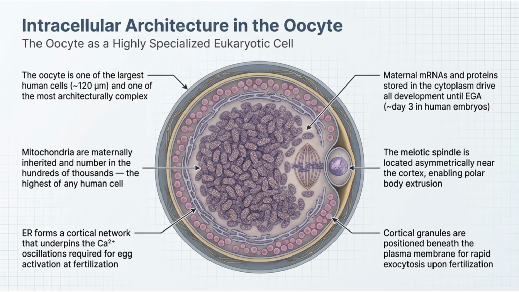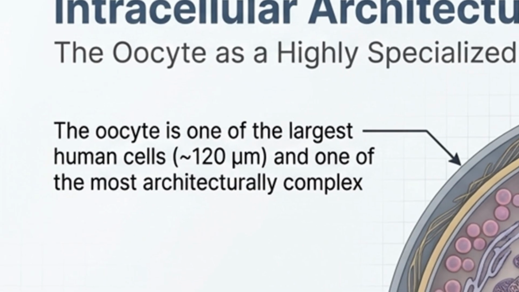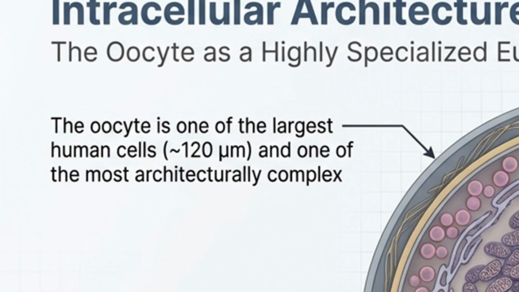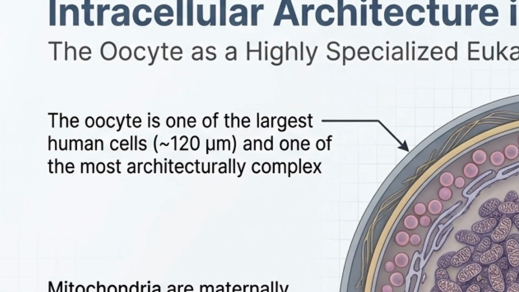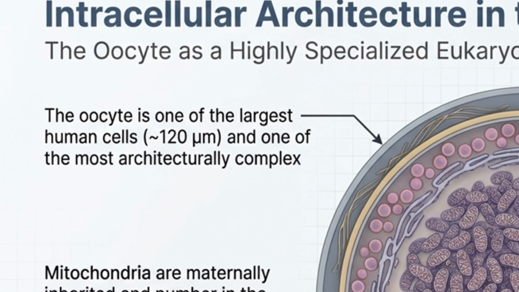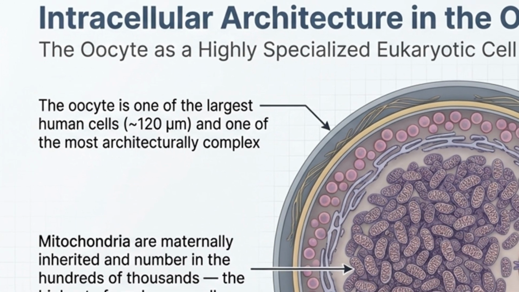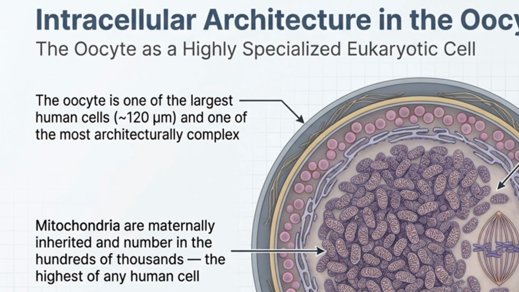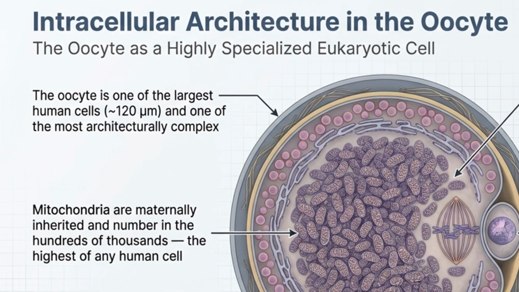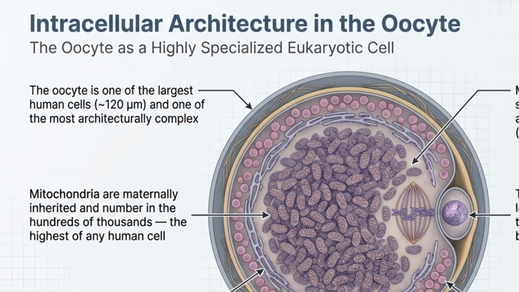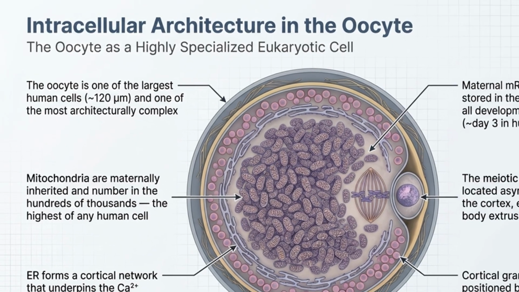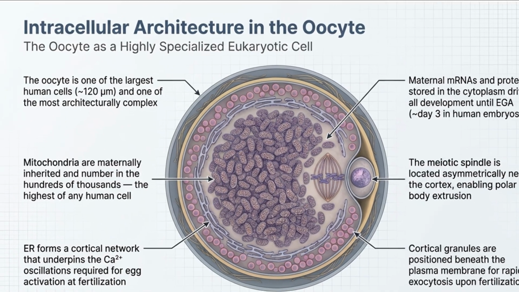The oocyte is, without exaggeration, the most architecturally sophisticated cell in the human body. At approximately 120 micrometers in diameter, large enough to be visible to the naked eye, its intracellular organization has been refined over millions of years of evolution to accomplish one extraordinary task, providing everything necessary to support fertilization and initiate a new organism. Let's map the oocyte's intracellular architecture systematically.